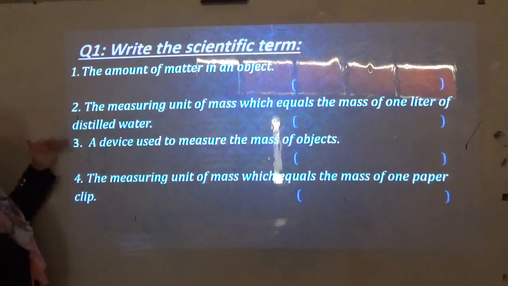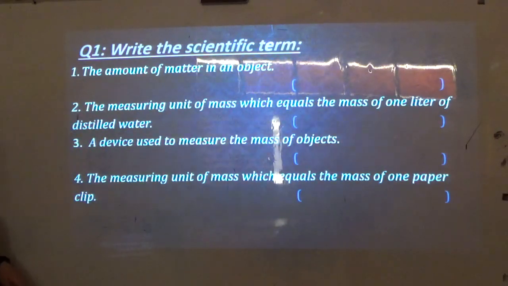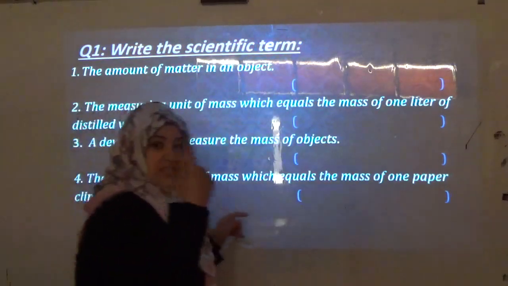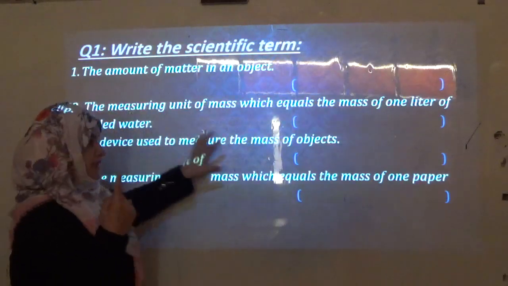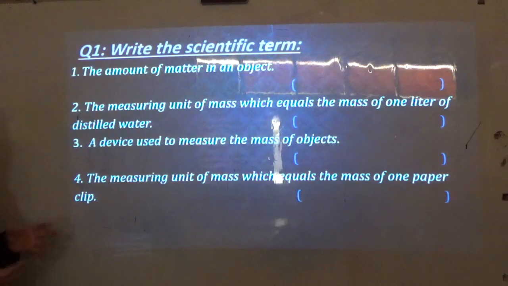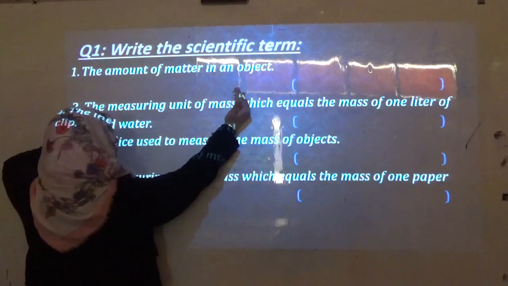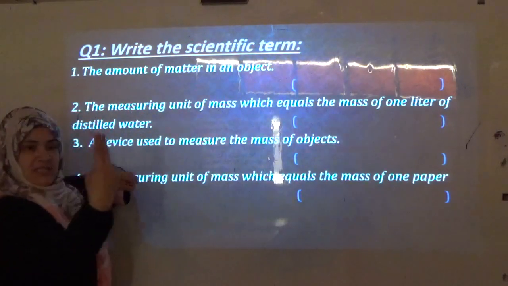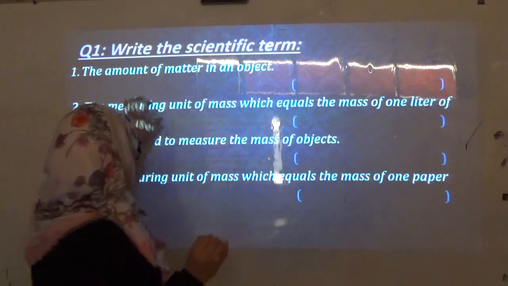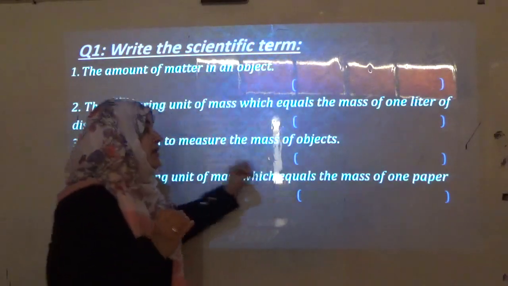Now, we will move to number two. The measuring unit of mass, which equals the mass of 1 liter of distilled water. When we say measuring unit of mass, if we stop here, it may be gram or kilogram. You should read the question to its end. You should read these questions well to know the right answer.